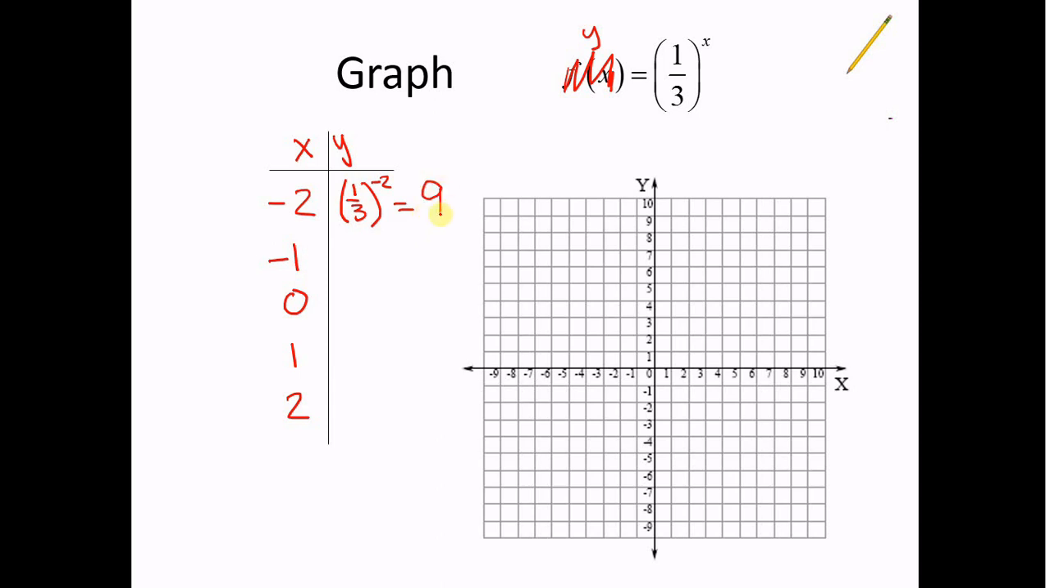That should be 9. You should have gotten 9. Did you? I hope you did. For -1, you should have 1/3 to the -1. That's 3, so you're going to definitely need a calculator today.